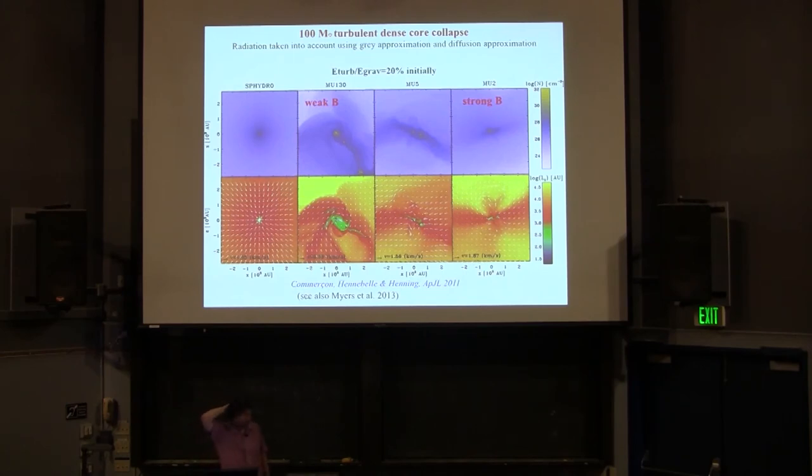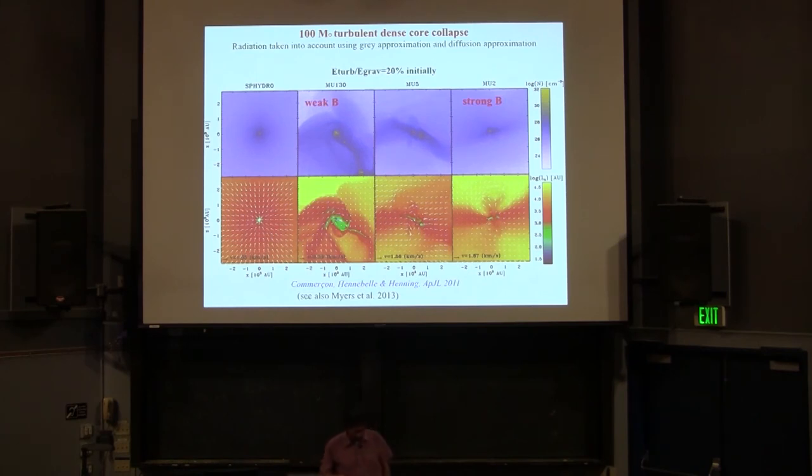That's the work, the PhD of Benoît Commerson, where the radiative feedback was taken into account, using the gray approximation and diffusion approximation for the radiation, which is a bit rough, but that's the best we are doing at the moment. And so we ran this full simulation.